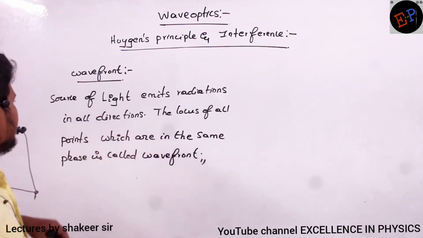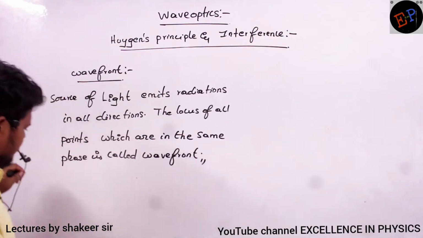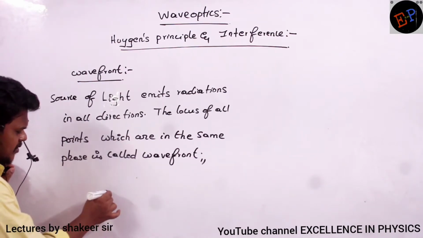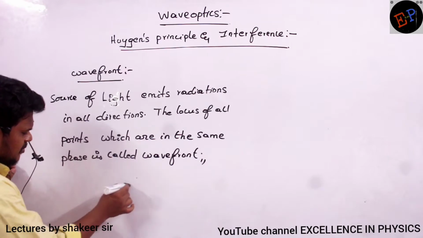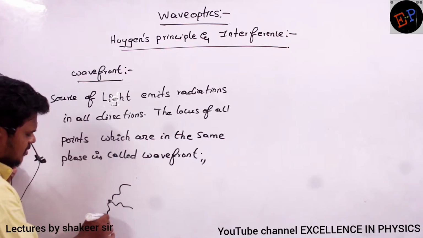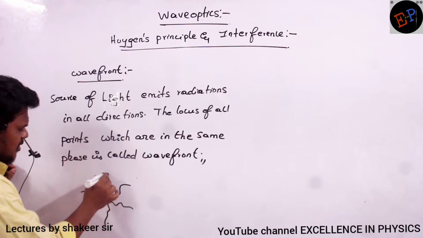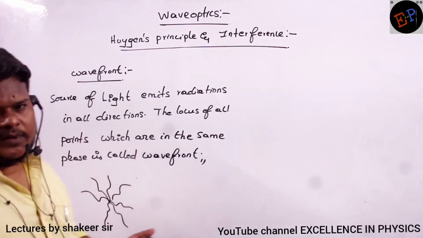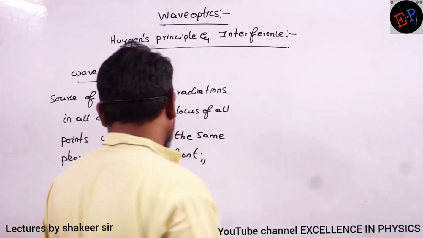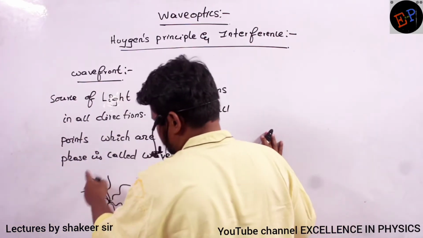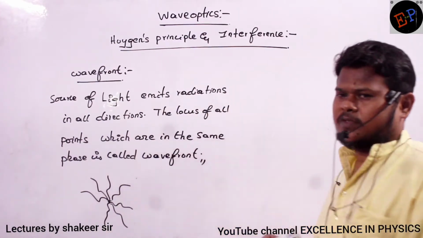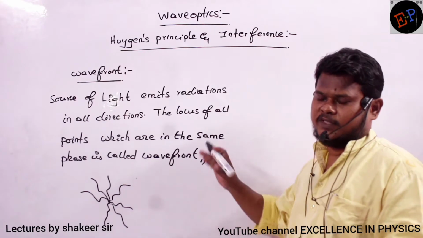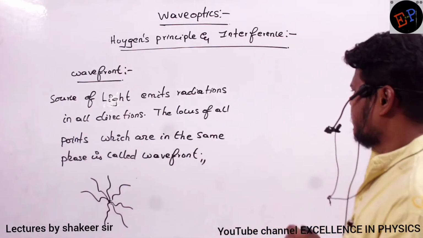Is it clear? See, any source of light, for example, take any point source of light. It will be emitting radiations in every direction, like this also, like this also, like this also. So light is traveling in the form of waves. We know that light travels in the form of waves only. Now, if I take the locus of all those points, locus means the joining of all those points which are present in the same phase, then it is called a wavefront. Let us try to understand this one.